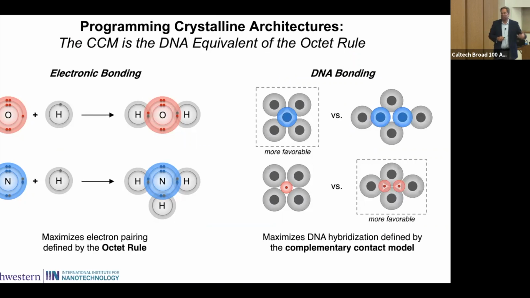In my view, as I teach general chemistry, the CCM is the DNA equivalent of the octet rule. So I think of the oligonucleotides as unpaired electrons, and I think of the duplexes as paired electrons, right? And the system wants to maximize that pairing. We don't get to 8. We try to maximize whatever the contacts are that lead to hybridization, and that leads then to the most stable architecture and the one that you're ultimately going to predict.